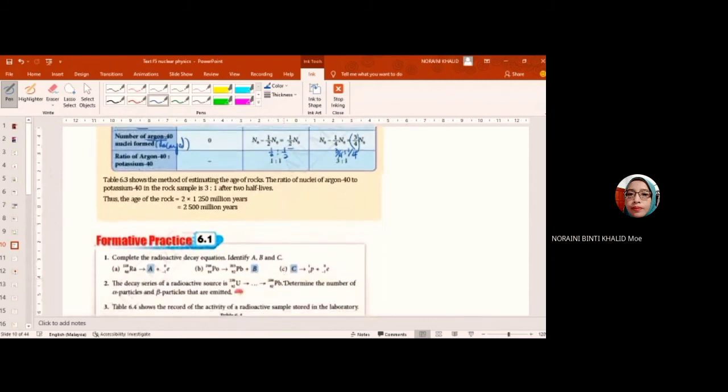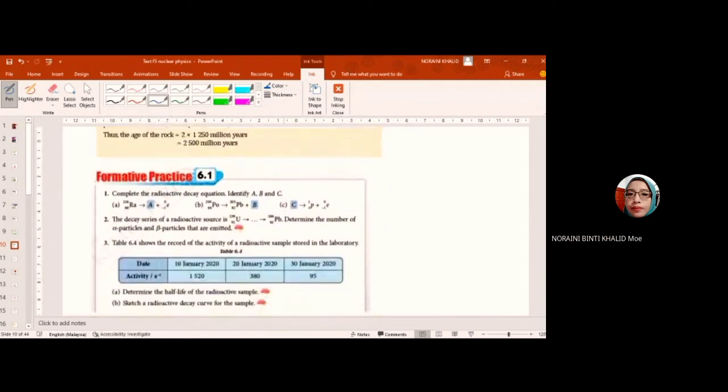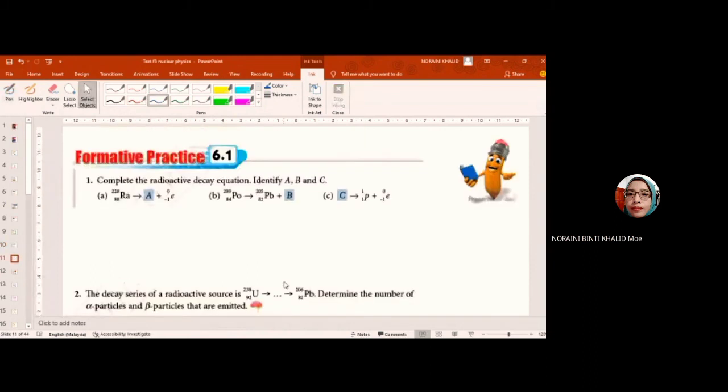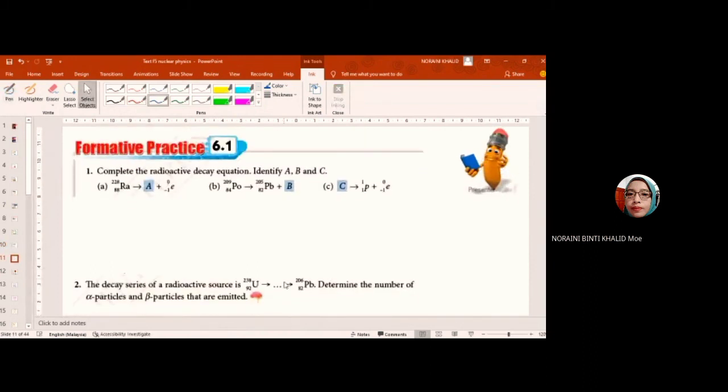Okay, next you can try Formative Practice 6.1. You can try first, and then you can come and check the answer. Let's look at number 1. Complete the radioactive decay equation. Identify A, B, C.